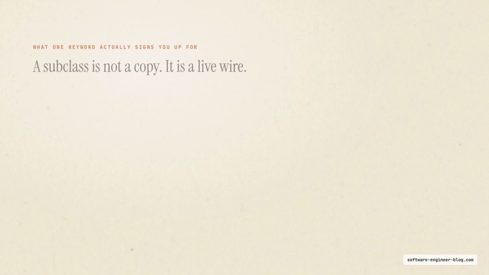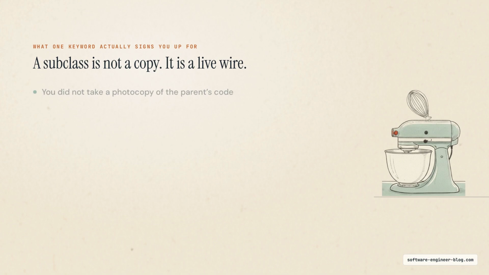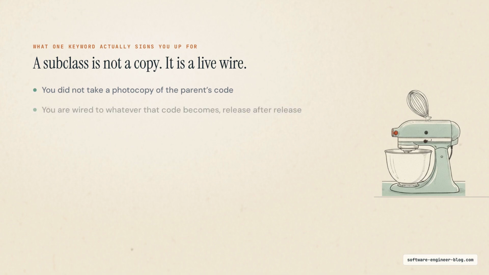So let us be precise about what that keyword does. When you write a class that inherits from another one, you are not taking a photocopy. That is the mental picture almost everybody starts with, and it is the wrong one. A copy would be safe. A copy would freeze the parent's code at the moment you wrote yours. What you actually get is a live wire. Your class is attached to whatever that parent code becomes, release after release, forever.